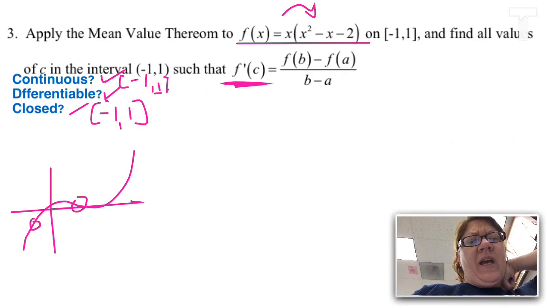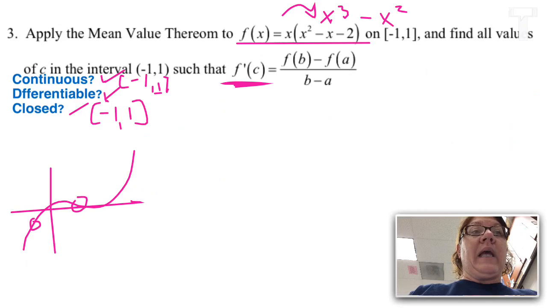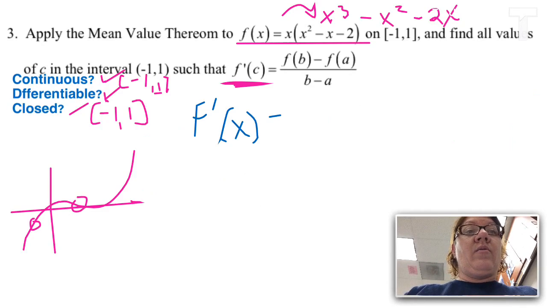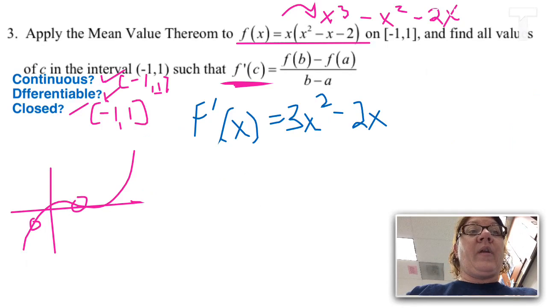You know what I'm going to do though? I don't want to have to do product rule. Shoot, I'm going to distribute this so that I can just use power rule because I'm smart like that. So my first derivative would be 3x squared minus 2x minus 2. And so that's the instantaneous one.